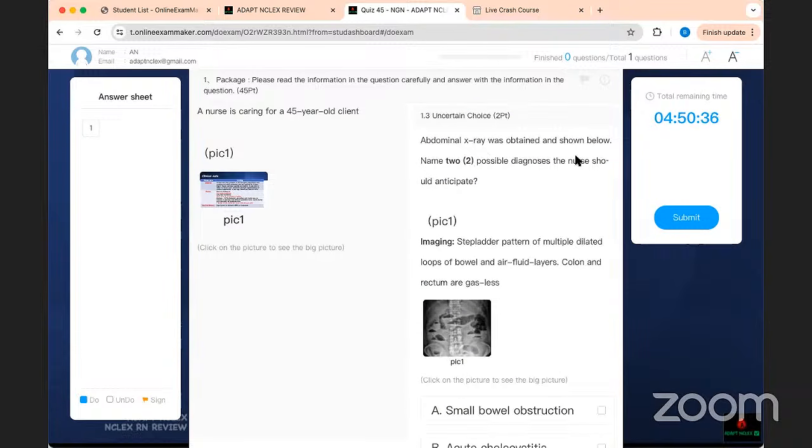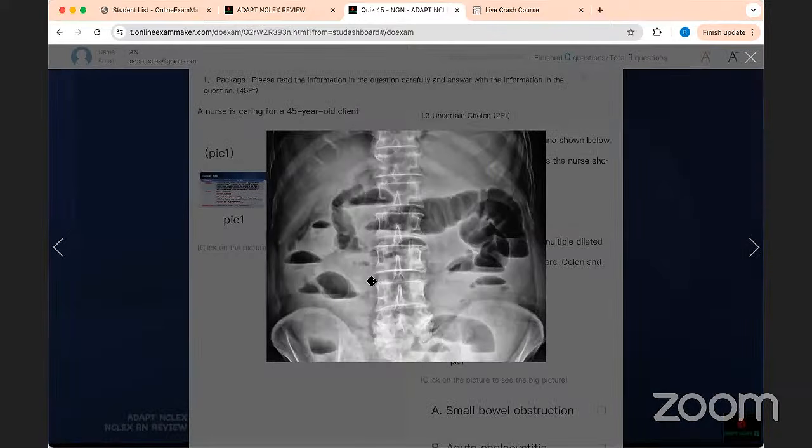Abdominal X-ray was obtained and shown below. Name two possible diagnoses the nurse should anticipate. The image shows a steep ladder pattern of multiple dilated loops of air and air fluid layers. The colon and the rectum are gasless. That means there's no gas, right? This is what we got on an X-ray. What do you think is going on? Even if you can't read the X-ray, I give you the reading.